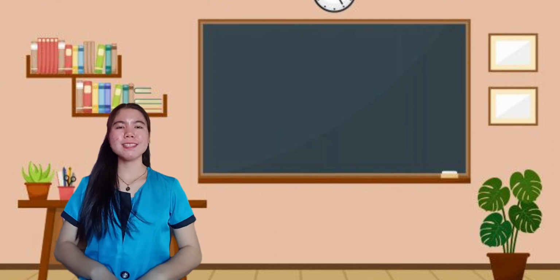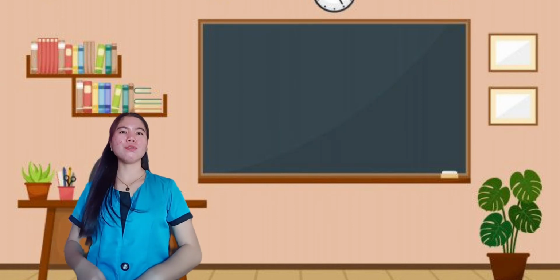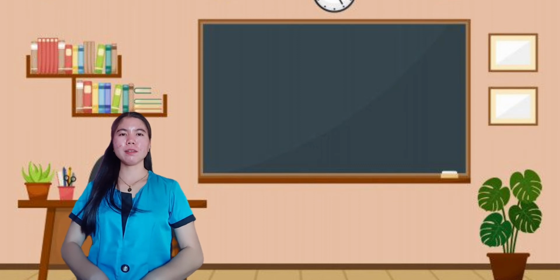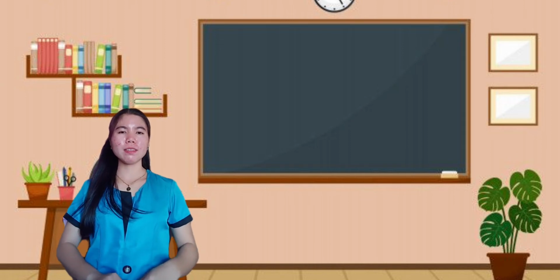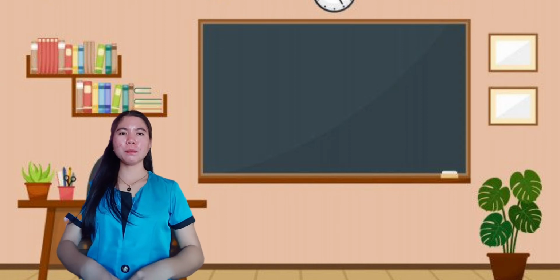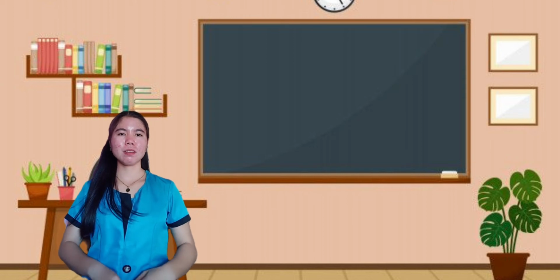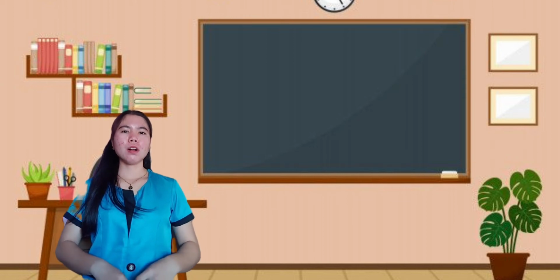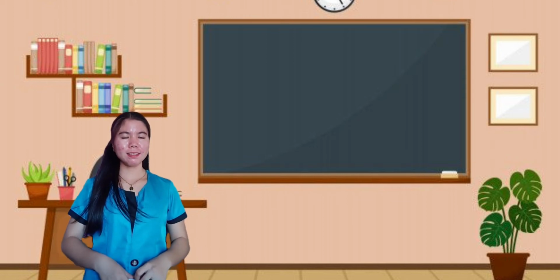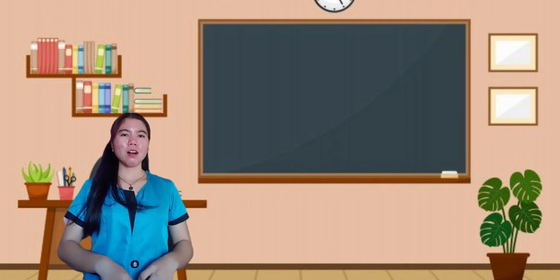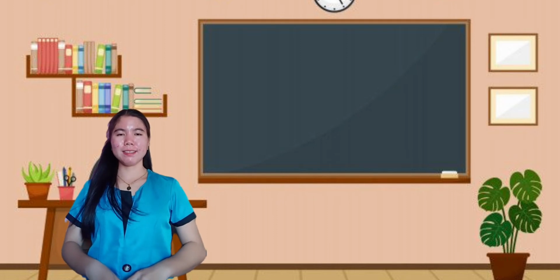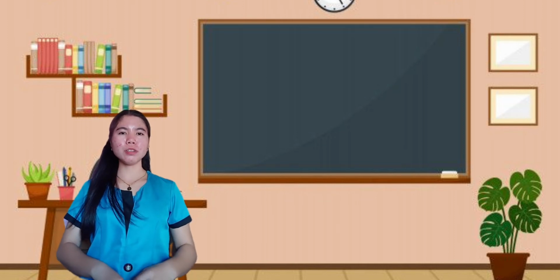For our first activity, please count off 1 to 4. Okay? All the group 1, please stand so that you can identify your members. Okay, thank you. All the group 2, please stand. Okay, thank you. All the group 3, please stand. Okay. All the group 4, please stand. Okay, thank you. Now go to your group.